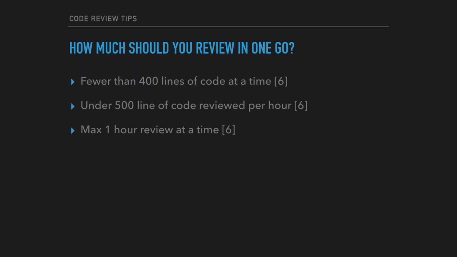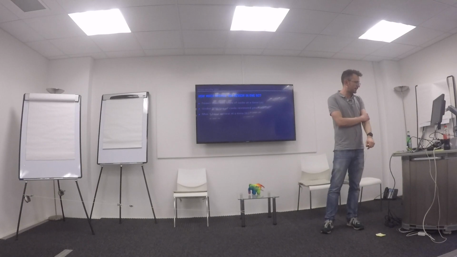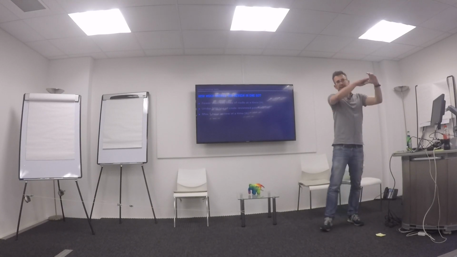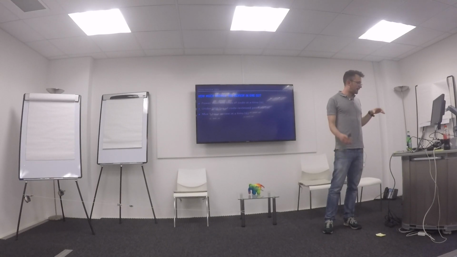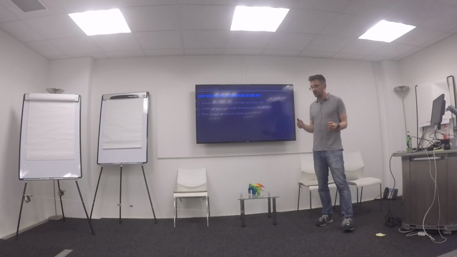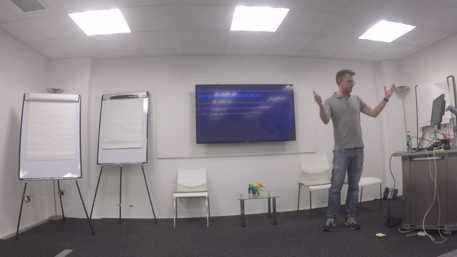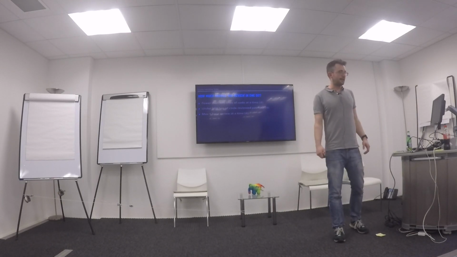Some studies looked at how much code you can review in one go. SmartBear did a study looking at reviews done by Cisco engineers, and they said fewer than 400 lines of code at a time. Beyond that, you really drop off in how many defects you find. Keep it under 500 lines per hour, and don't spend more than an hour doing review. That came from a big set of data from lots and lots of people.